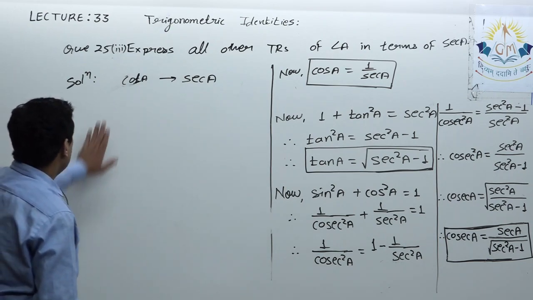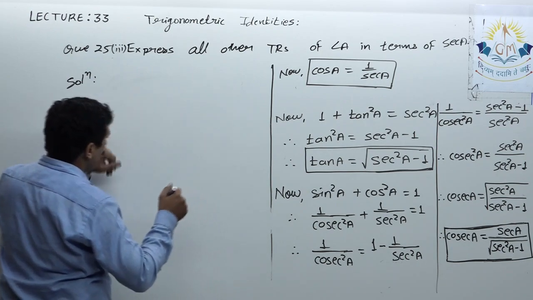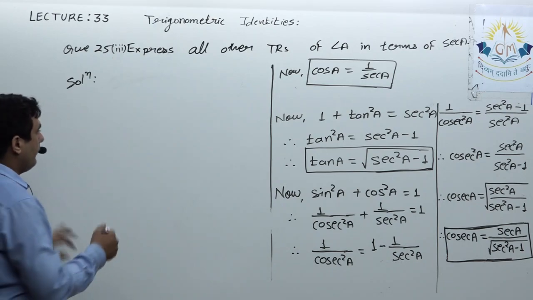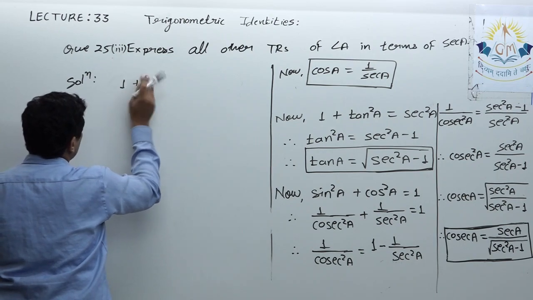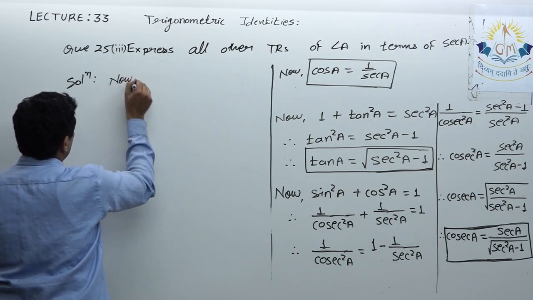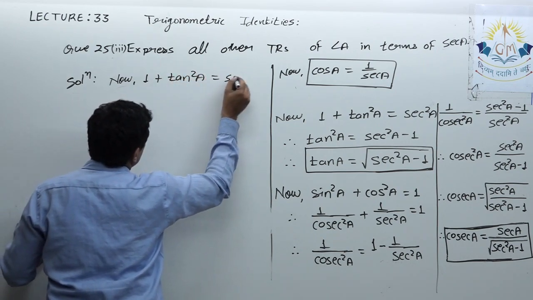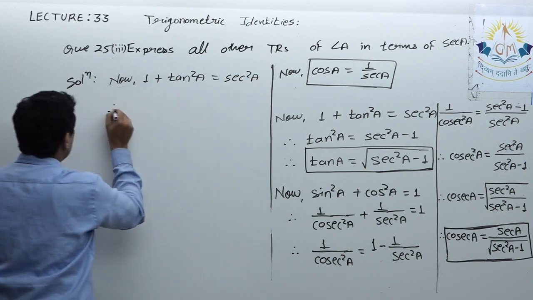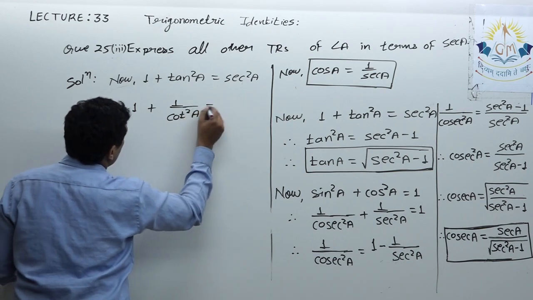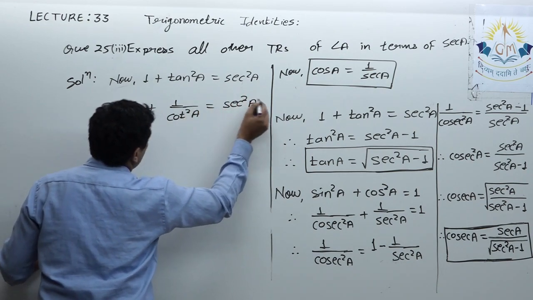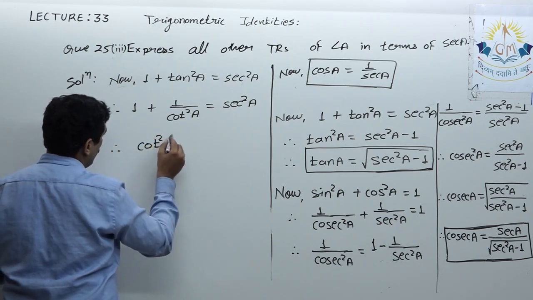I can say there is a relation, but a direct relation is not there, so it's better to get a relation between tan and sec and then convert tan into the form of sec theta, or sec of angle A. So 1 plus tan square A is equal to sec square A. Therefore 1 plus 1 upon cot square A is equal to sec square A. Therefore if I take the LCM, here I get cot square A.